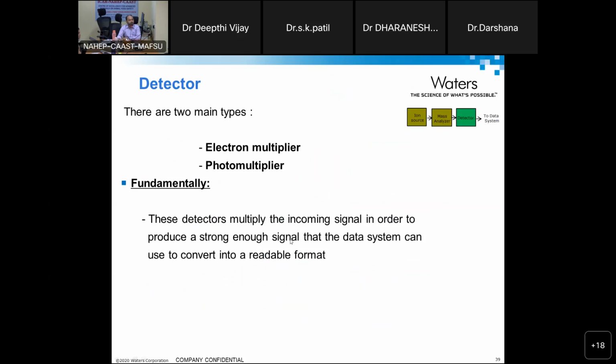Then further we'll move on to the detectors. There are two types of detectors employed in the mass spec. The first is the electron multiplier and the other is the photomultiplier. Out of these two, the photomultiplier tube is the most widely used detector in mass spectrometers. Basically, these detectors multiply the incoming signal from the quadrupole in order to produce an electrical signal strong enough that the software data system can convert it into a readable format.